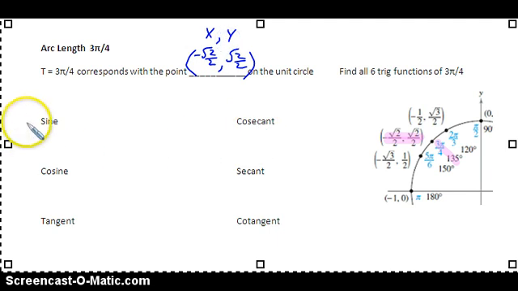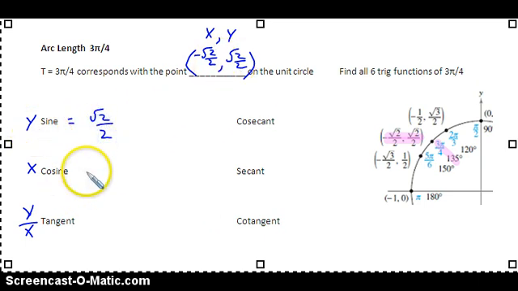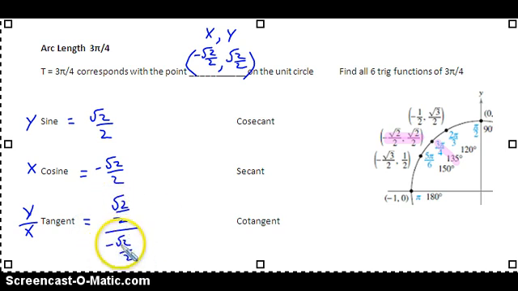So if we write our formulas down again and we plug them in, the sine value, again, was the y value, so square root of 2 over 2. Cosine would be the x value, negative square root of 2 over 2. So those are the pretty easy ones to do. Then to find the tangent, you do the y value over the x value. This time I don't even have to worry about multiplying by the reciprocal. I should be able to do this in my head. This should be a negative 1. And so I can get those values pretty easily.